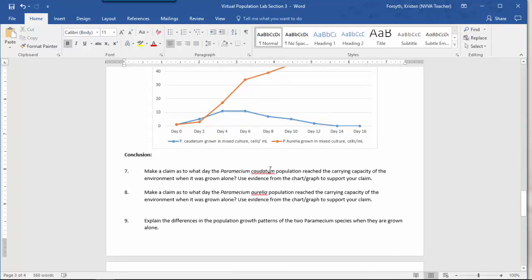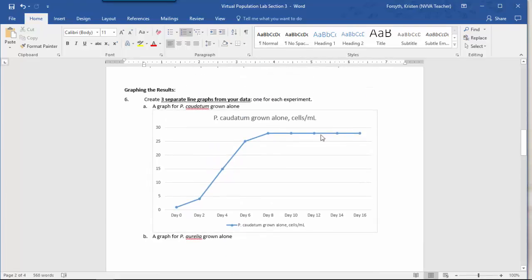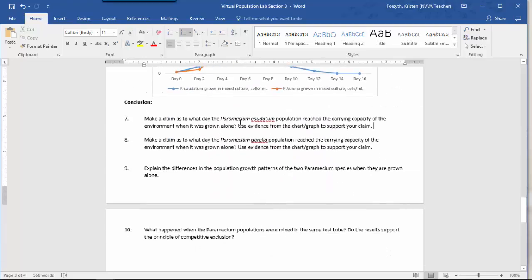So what day did the paramecium reach its carrying capacity? So go back to your graph. Which day did it level out? So on your graph, which day do you see this line getting relatively flat? It might go up and down a little bit, but it's pretty straight across. So you're going to figure out which day it is. Use your graph to easily figure that one out. And then write that for your answer for number 7.